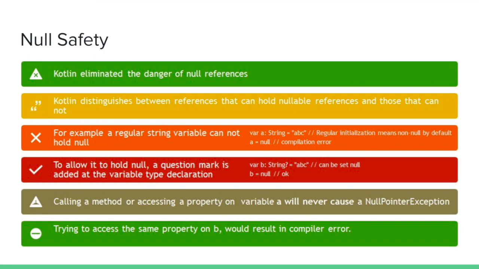And if I do want it to hold a null value, I can just add a question mark at the variable type declaration, like the example below. This way, it is guaranteed that if I call a method or access a property on A, it will not cause a null pointer exception. However, if I try to access the same property on B, I would get a compiler error saying variable B could be null.